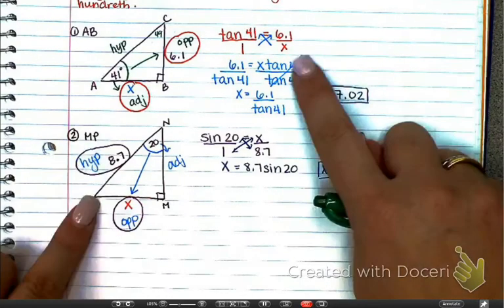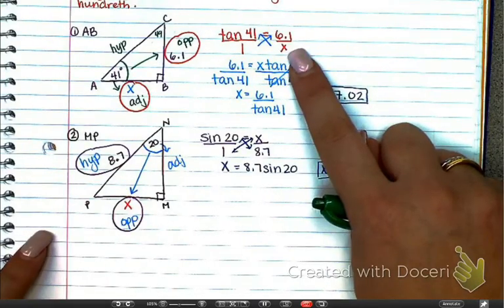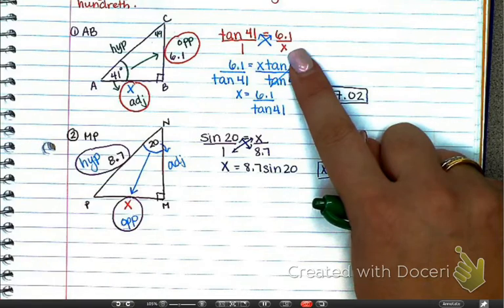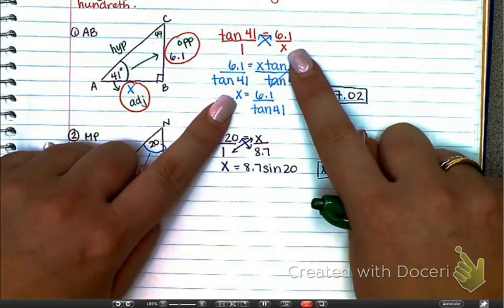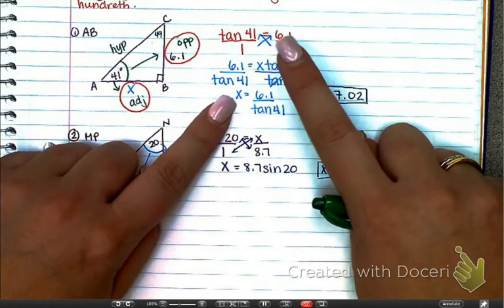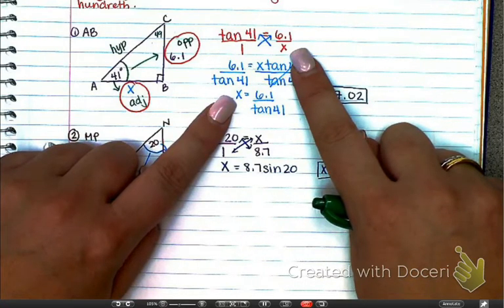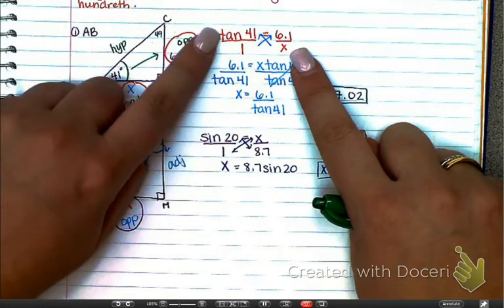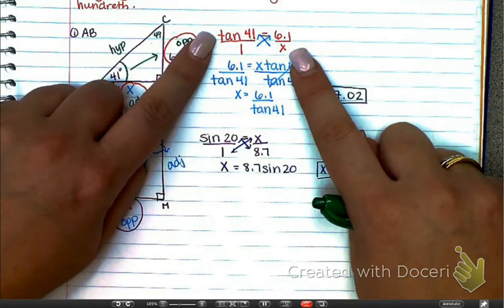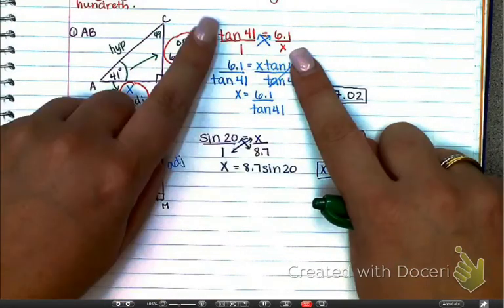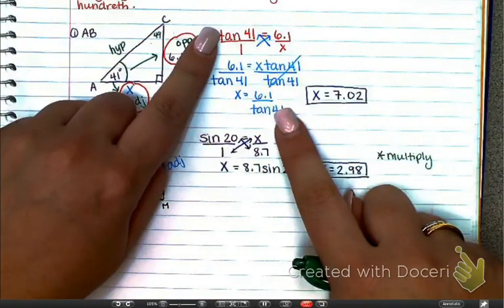So look at where x is. The opposite? Okay, hold on. Look at where x is right now, and look where it ended. What changed places? X and what? The tangent of 40, the tangent of 41. So x came here. Tangent of 41 went to the bottom.